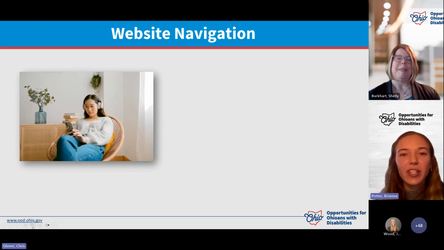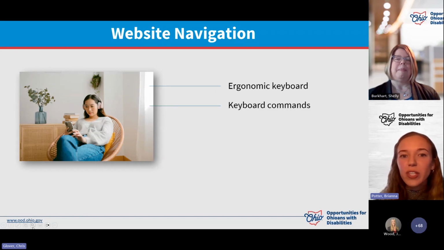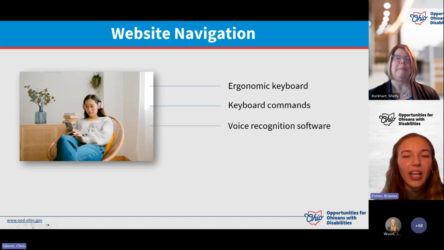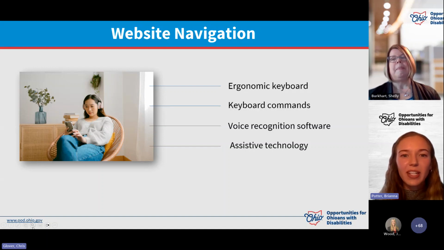Various modifications allow Drew to use her computer to work with less pain. These include using an ergonomic keyboard, using keyboard commands instead of a mouse, using voice recognition software, and assistive technology on her computer and phone. Drew encounters barriers when websites and other online content can't be navigated by keyboard commands only.